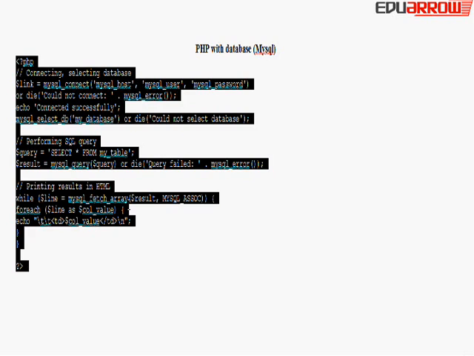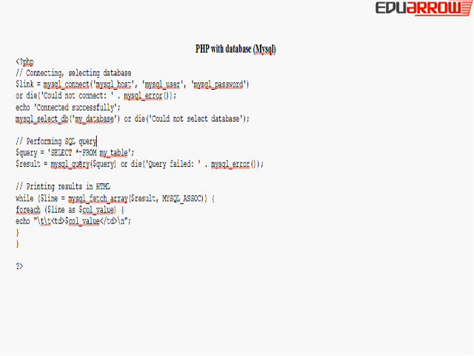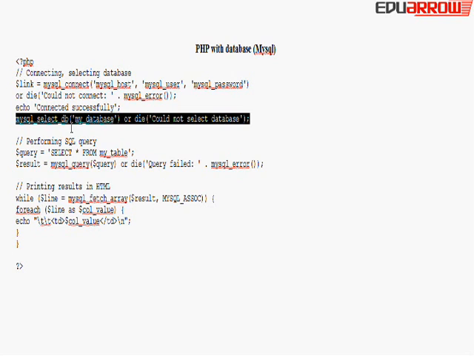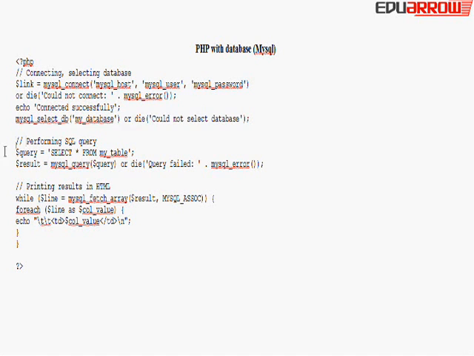This is the statement to connect with the database, passing server name, username and the password. If it does not connect, it will return an error, otherwise echo connected successfully. In this statement, we are selecting the database to which we want to connect. Once the connection is established and the database selected, we write the SQL query that we want to execute. This will return the output of this SQL query and store it in a variable $result.